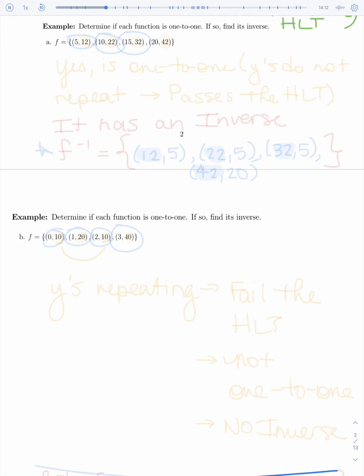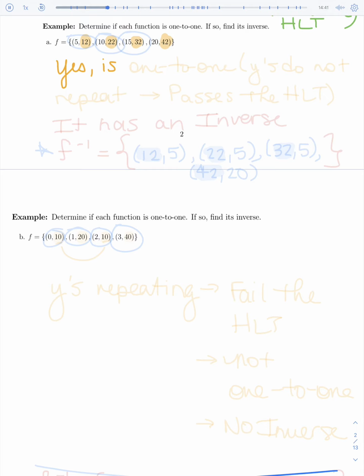Let's take a look at this first example A. First of all, we want to determine if the function is one-to-one. Remember, if we're looking at whether or not something's one-to-one, I'm looking at the y values and seeing if they repeat, because I want to pass the horizontal line test, which has to do with y values. So if I look at the y values here for this function, they do not repeat. So yes, the function is one-to-one.